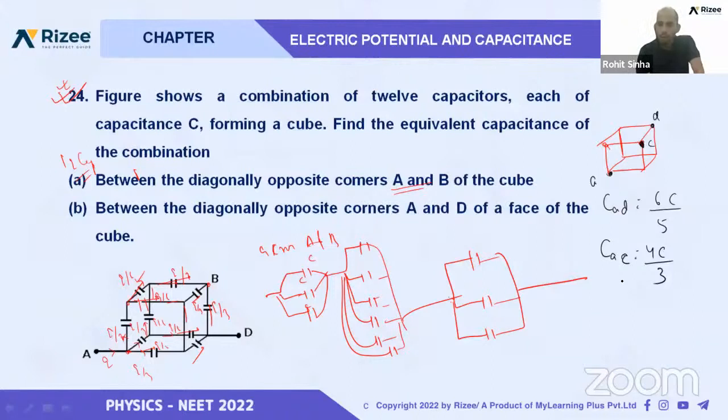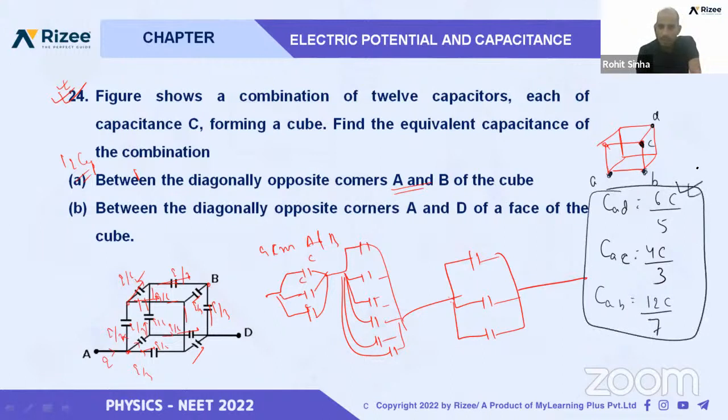Now, if we try to find the third, remember this. I also explained how we can get it. Now, if we have one point here and one point here, this point is A, B, C, D. Assume here B. The capacitance across A and B will be 12C by 7. Remember these 3, and directly you can use them for a cube arrangement of capacitors.